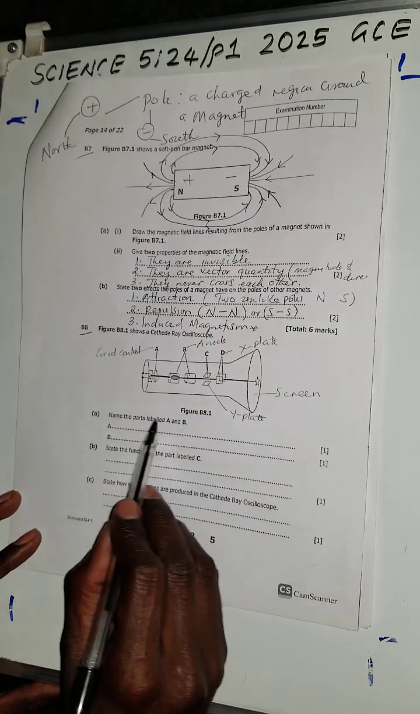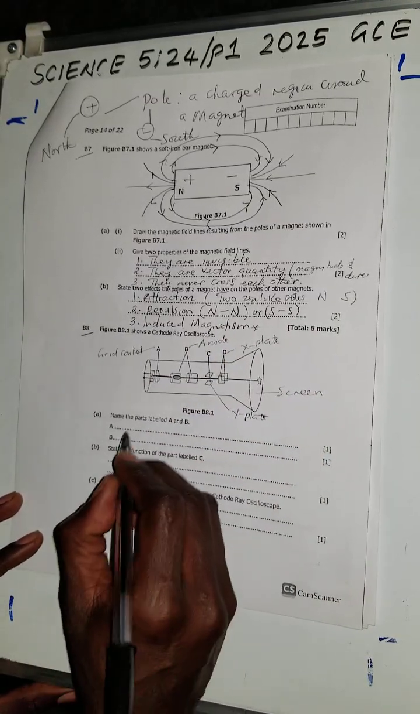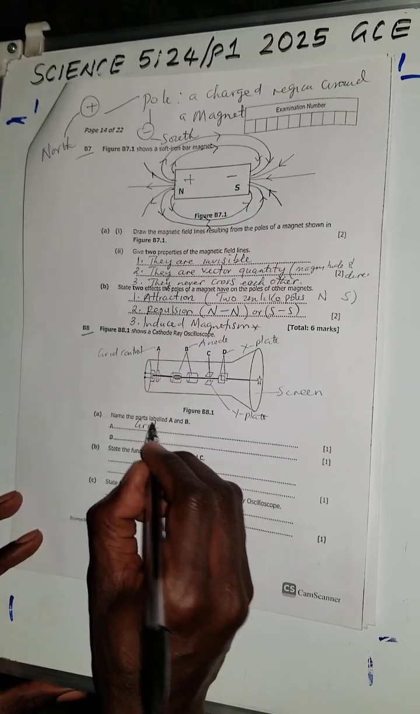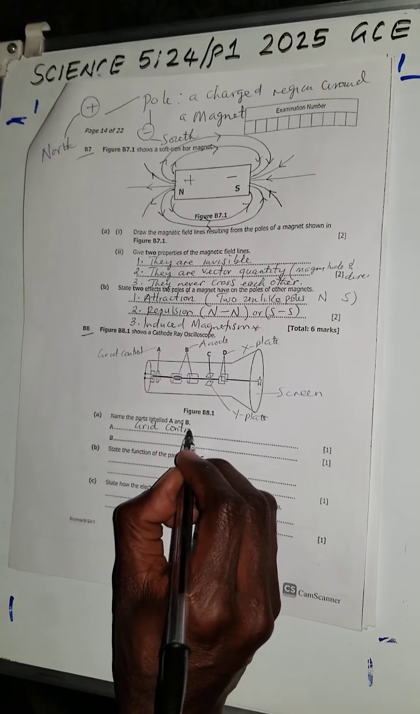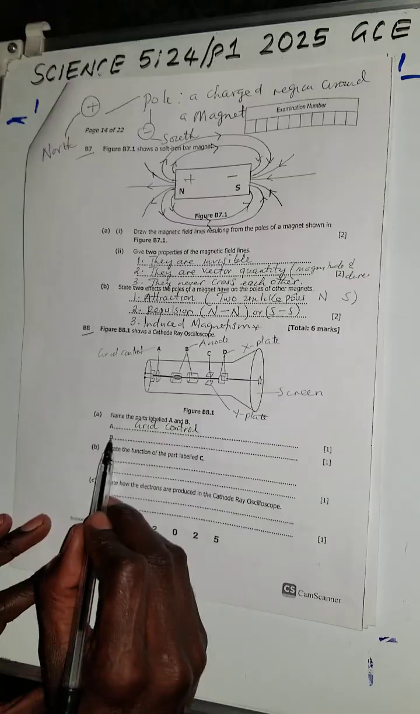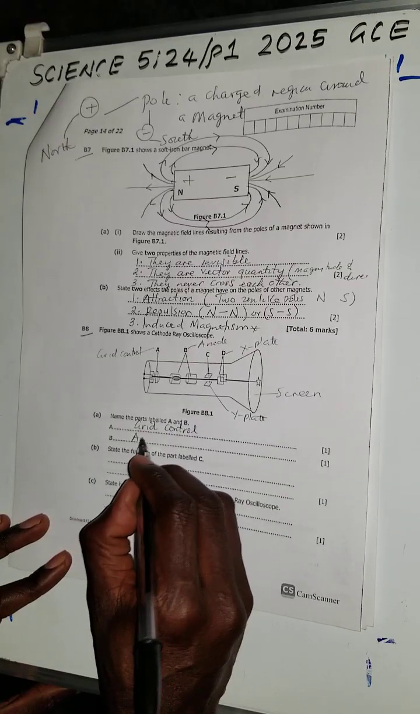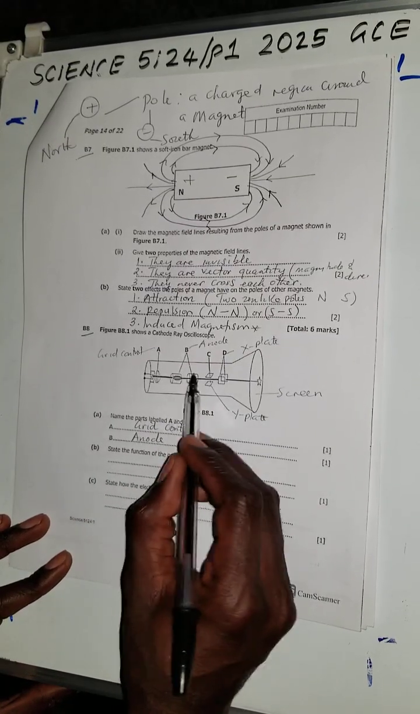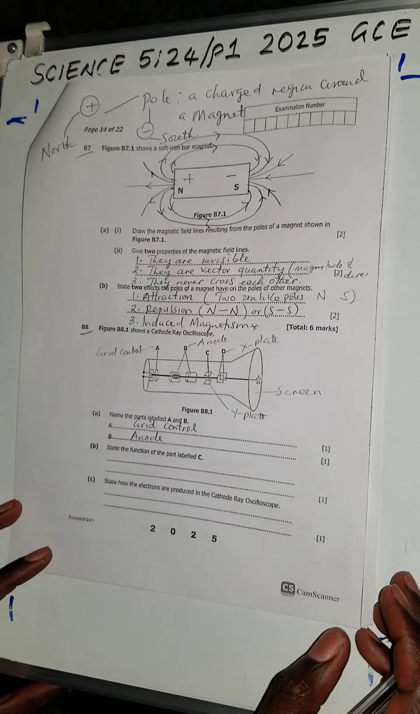So it says name the parts labeled A and B. A is simply the grid control, or control grid. Then B is representing the anode. So there are two cylindrical anodes that you can have there.